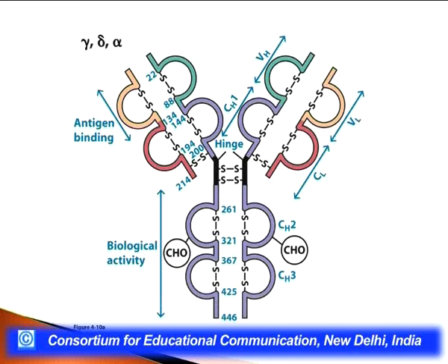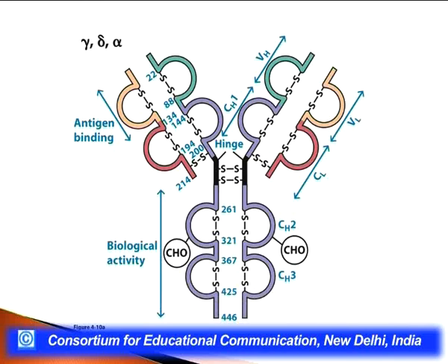Now, the CH1, CH2 and CH3 are of 5 different types, as I just told you: alpha, delta, mu, gamma, epsilon. Depending on that, we give a type of an immunoglobulin, whether it is IgM, IgD, etc. Now, similarly, if you see the CL region of the light chain, you will see that the CL region of the light chain can also be in 2 forms, either in the kappa form or the lambda form.